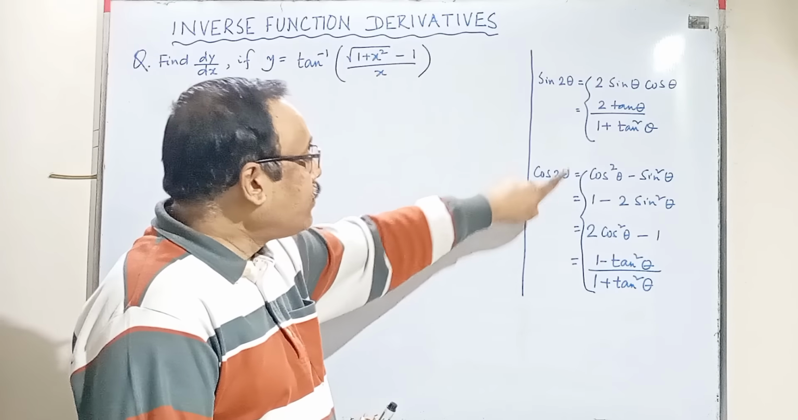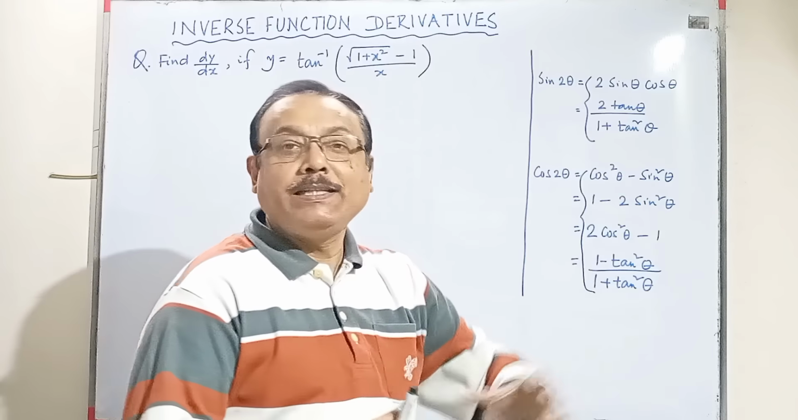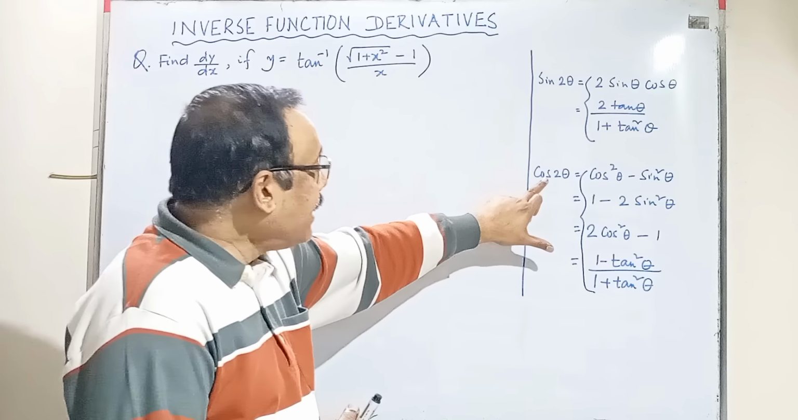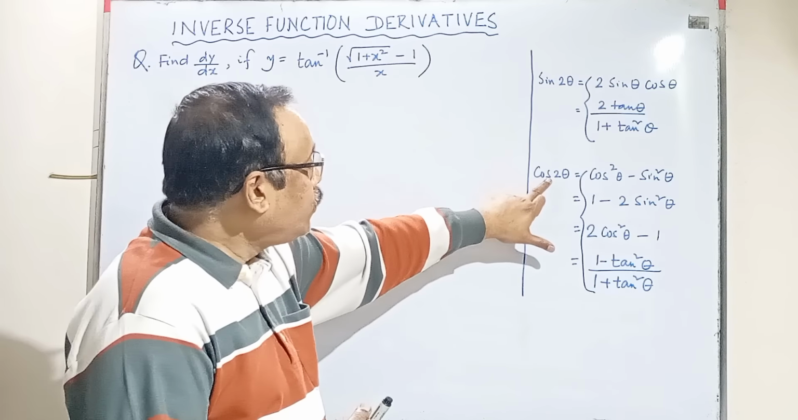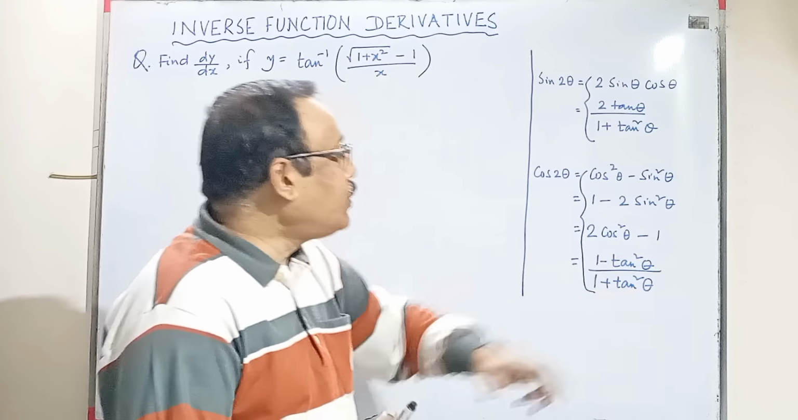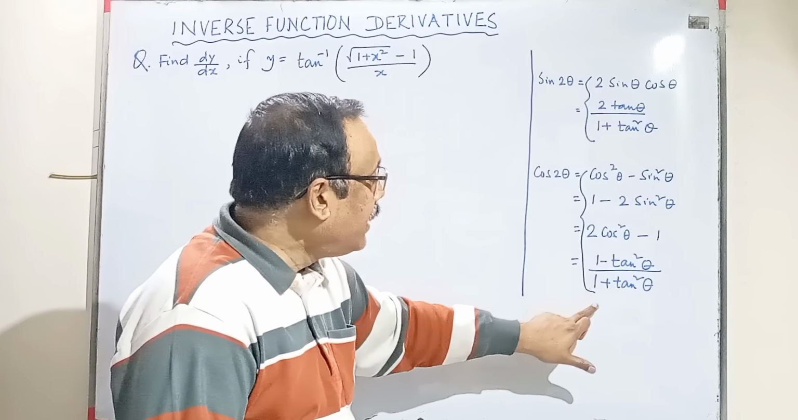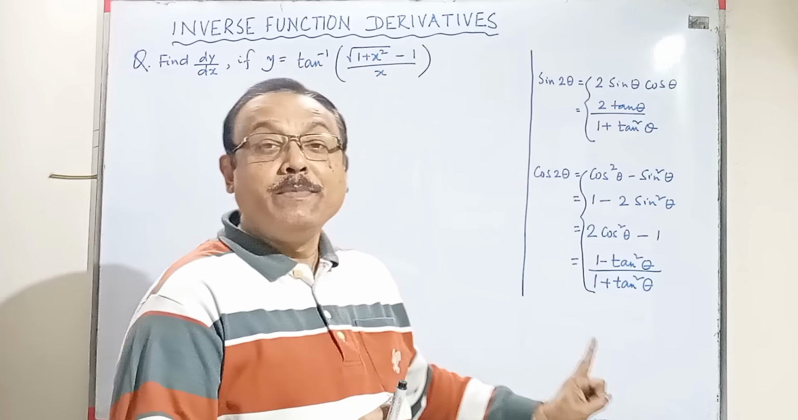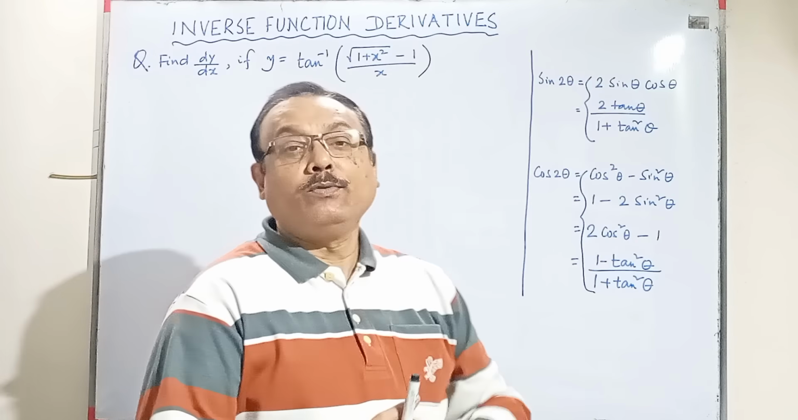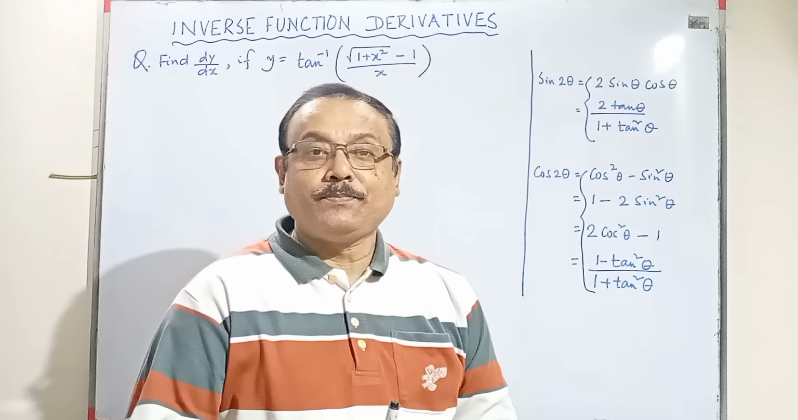Cos 2 theta has got four relations. Cos 2 theta is equal to cos square theta minus sine square theta. I can say cos 2 theta is equal to 1 minus 2 sine square theta. Cos 2 theta is equal to 2 cos square theta minus 1, or cos 2 theta is equal to 1 minus tan square theta divided by 1 plus tan square theta. If you don't remember, copy it down. Note it down, because these are very essential formulas in the sum.